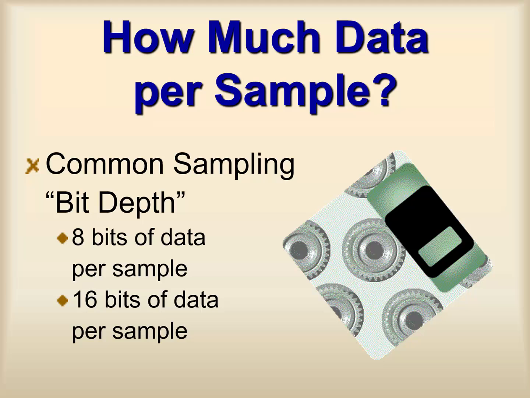So how much data do we get per individual sample? This is, again, the concept of bit depth. We talked about that in the digital imaging lesson where we were looking at how many colors do you really need to describe true color, or what our eyes can distinguish. And that was a 24-bit bit depth. Here we can get away typically with either 8 or 16.